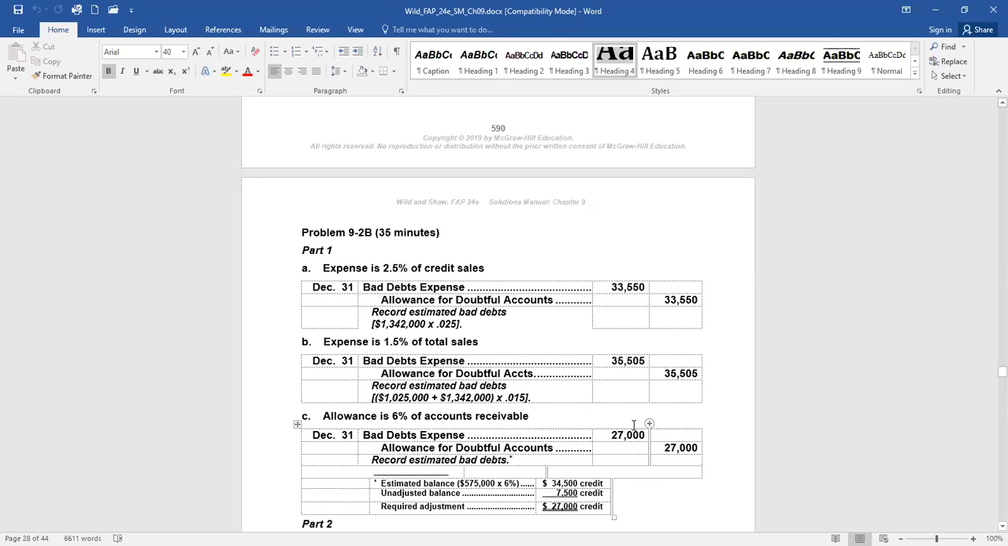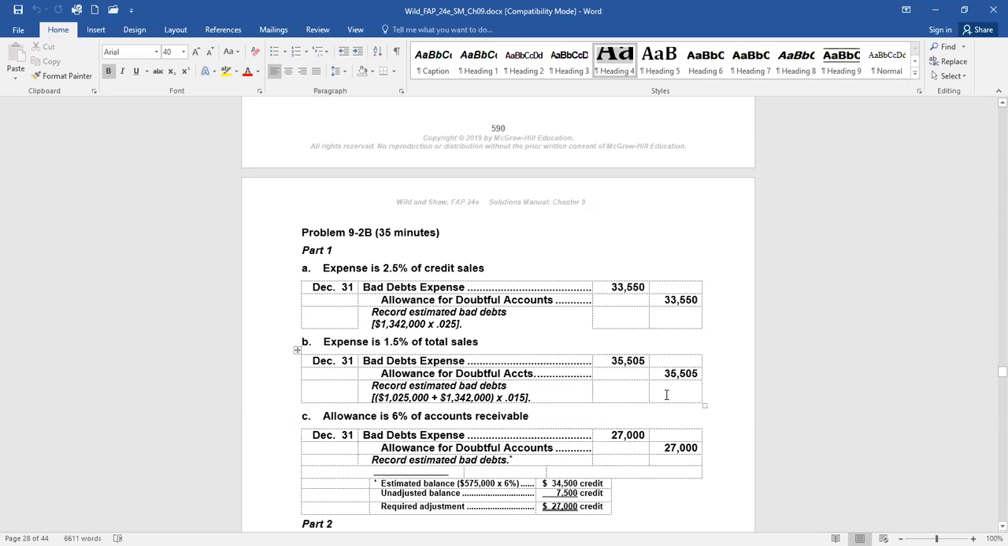So two different estimators. Sales, you're determining the dollar amount to debit bad debt expense. Accounts receivable, you're determining what the new balance has to be once you're finished with your journal entry in the allowance for doubtful accounts. Now remember how allowance for doubtful accounts impacts accounts receivables on the balance sheet. So we're going to show how accounts receivables and the allowance for doubtful accounts appear on the December 31st balance sheet for Part 1A.